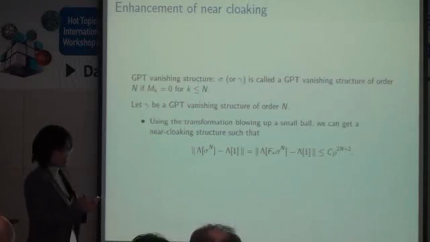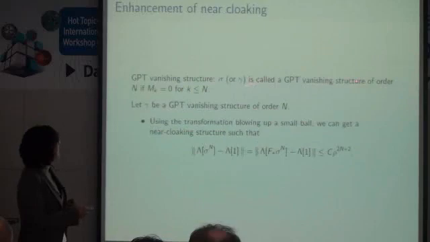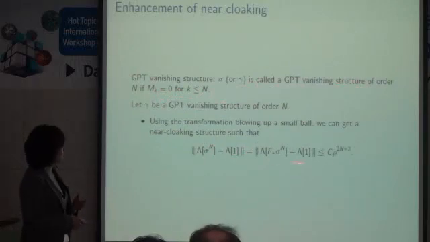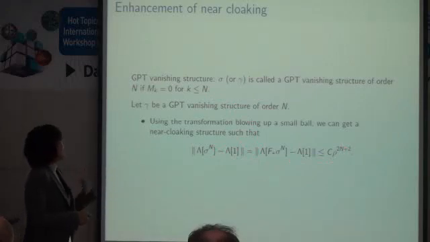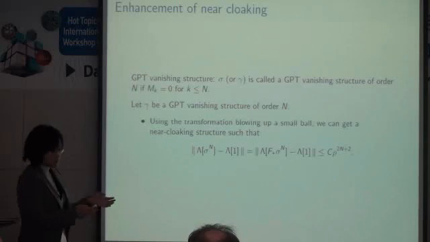So the enhancement of near-cloaking is possible when I take a sigma such that m sub k is 0 up to some order. For that case, the near-cloaking effect becomes rho to the 2n plus 2. Without doing anything, n is 0, but when you take m to be 0 up to higher order, the power of rho becomes 2n plus 2. But how is that possible?